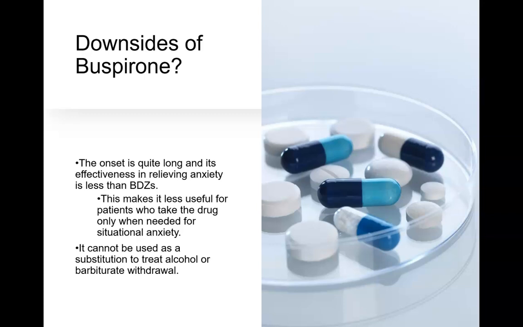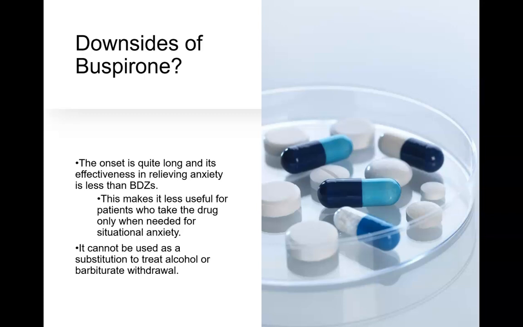Buspirone works great for people with generalized anxiety disorder, though, because they feel anxiety all the time. So buspirone can be great for GAD. It's not really going to work well otherwise. And additionally, you can't use it for alcohol or barbiturate withdrawal the way you can with benzodiazepines because, again, this works through a very different mechanism.